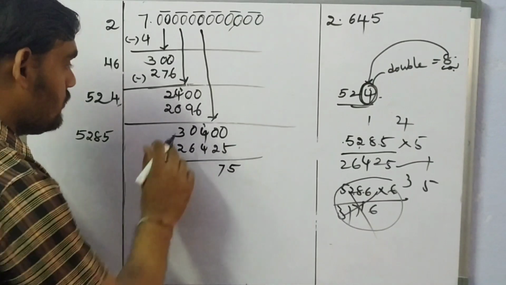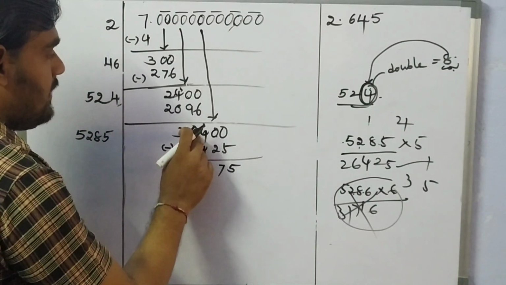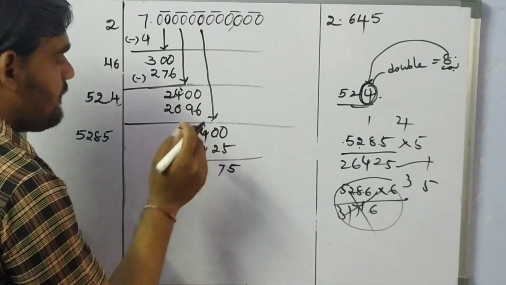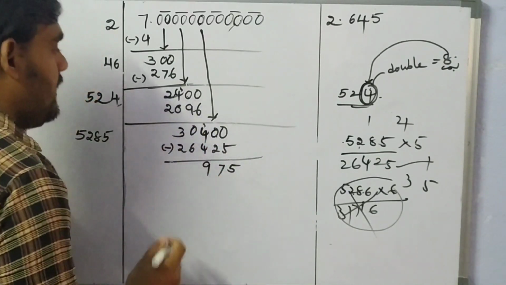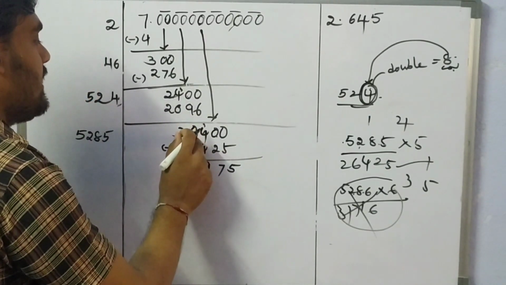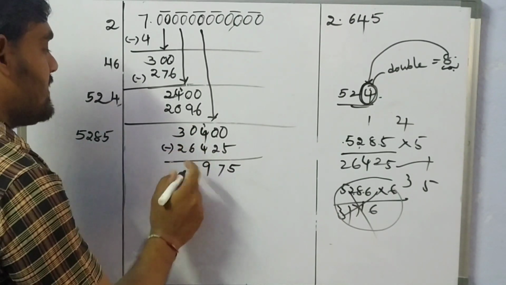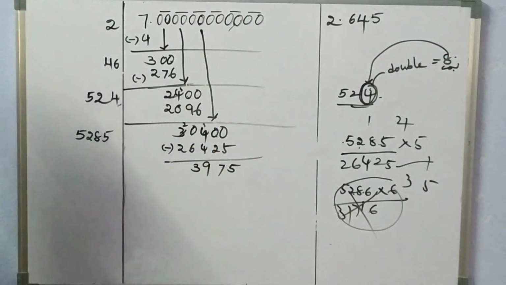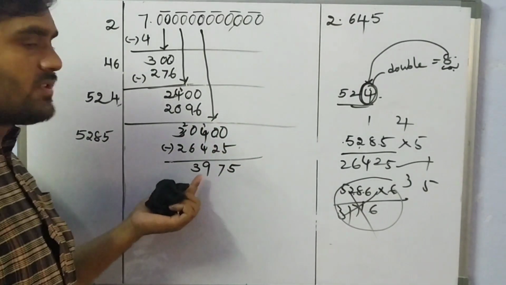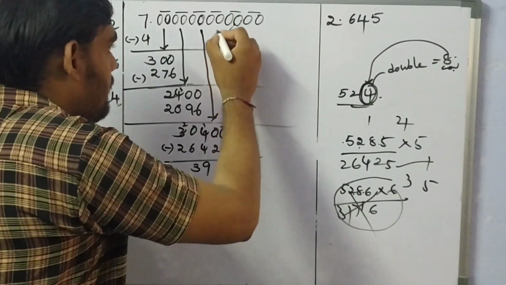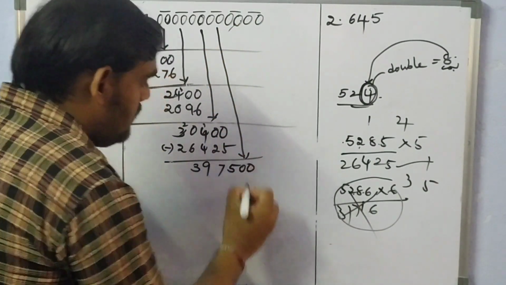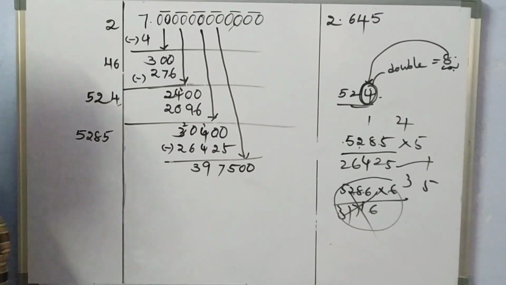3 minus 4 we can't do. So we must take borrow 10. Once again we must give borrow. So it will become 13. 13 minus 4, 9. See here, what will you get? You will get here 9. 9 minus 6, 3. Here 2 you will get. So answer is 3,975. After that, we need to drag these 2 zeros.